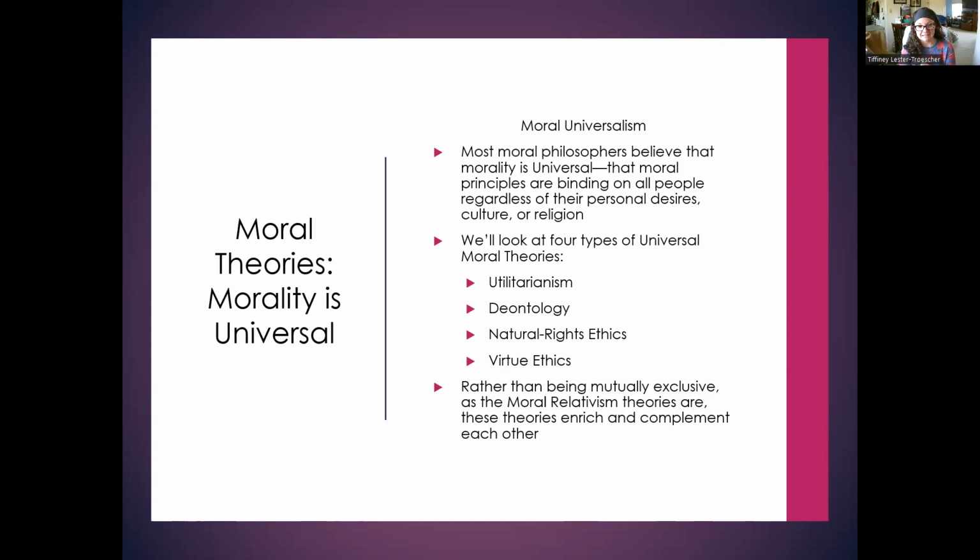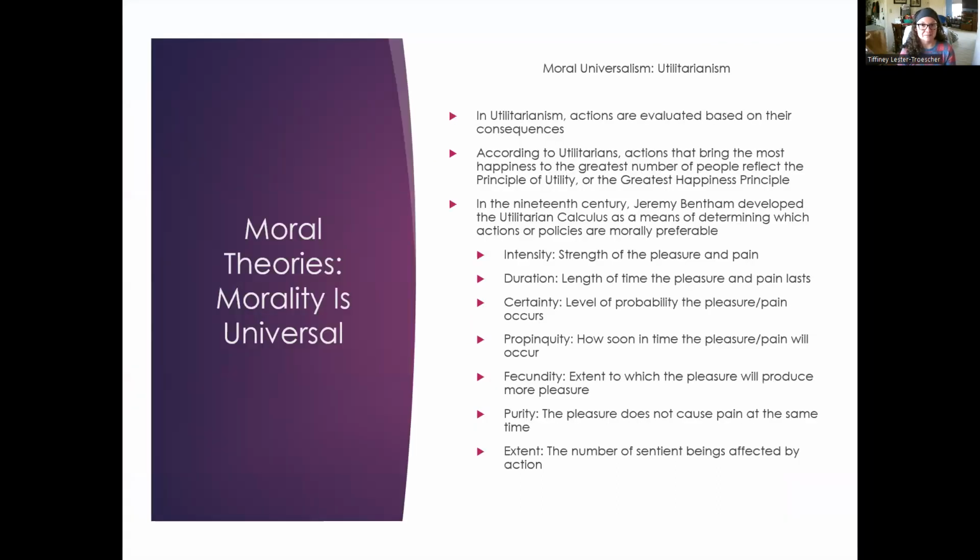What's interesting about these universalisms, though, is that they aren't diametrically opposite of each other the way ethical subjectivists and cultural relativists are. You can't really be both. You cannot be an ethical subjectivist and a cultural relativist. Within universalism, though, these four universal moral theories can work together. They can enrich and sort of complement each other. Right? But first we have utilitarianism.